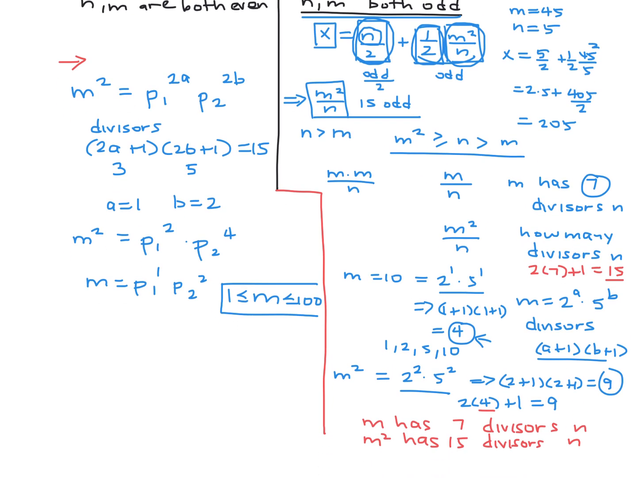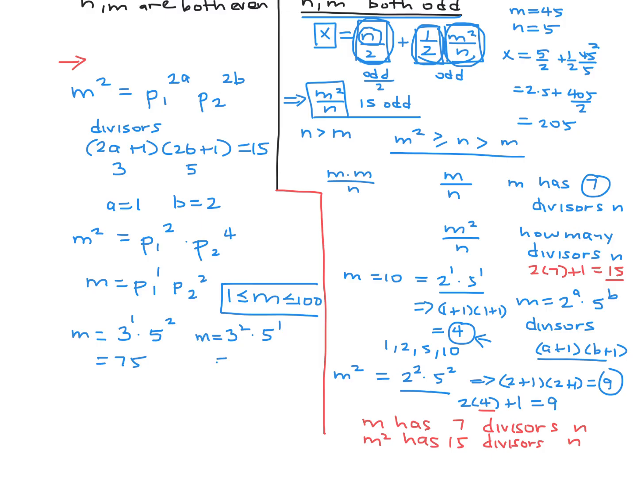So let's try 3 as a prime number. And the primes obviously have to be distinct. So let's try 3 and 5. So 3 to the power of 1, 5 to the power of 2, or 3 to the power of 2, 5 to the power of 1. And if that's the case, this is what, 75.